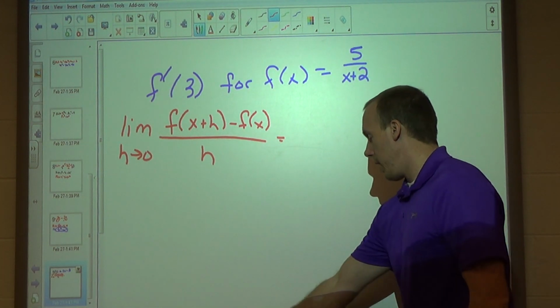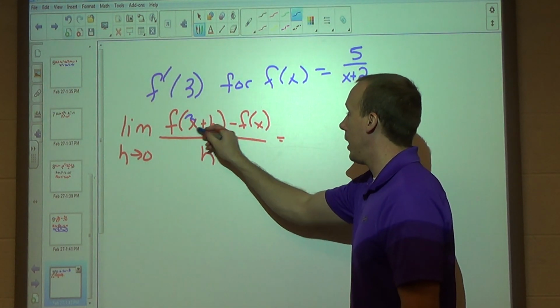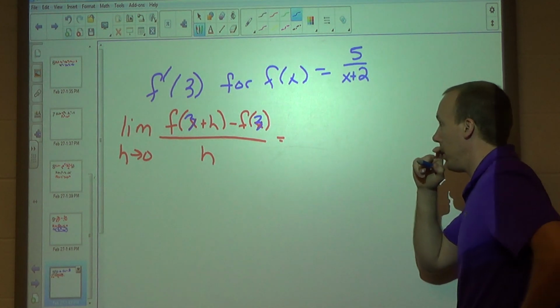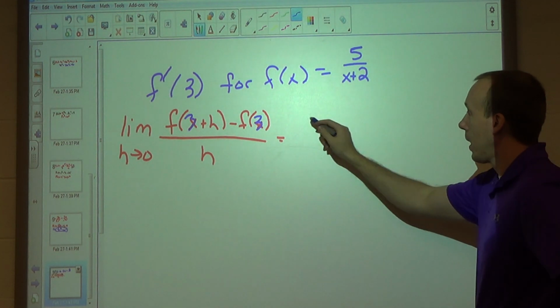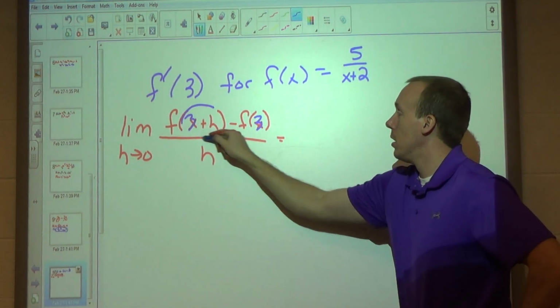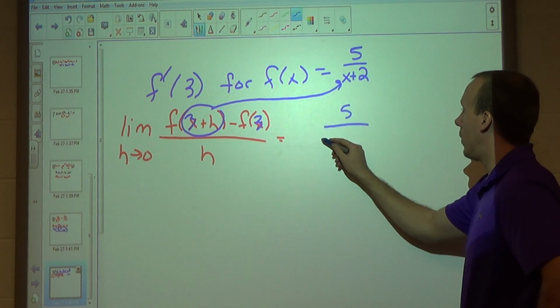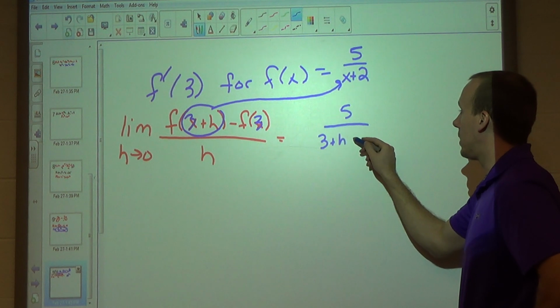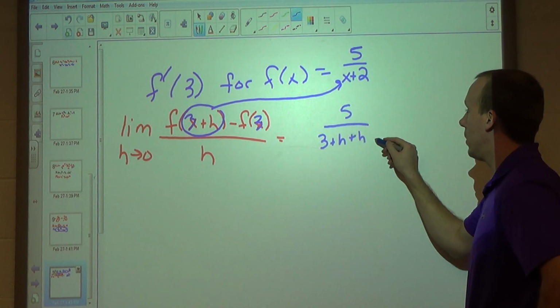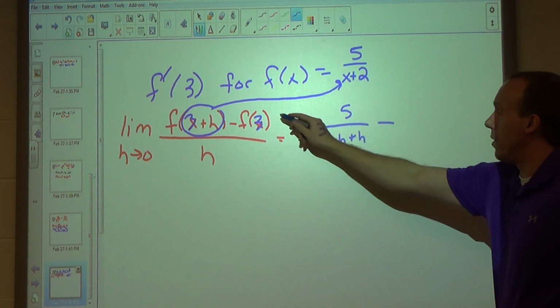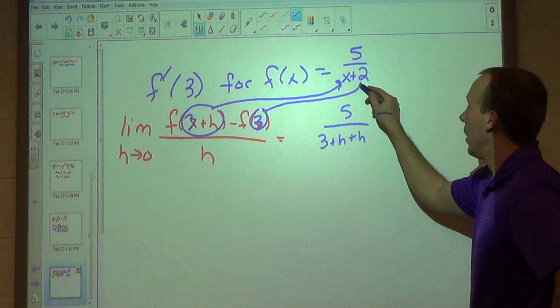Okay, so I'm gonna put a 3 in this formula here and a 3 here. And then I'm gonna get 3 plus h plugging in here. Okay, so we got 5 over 3 plus h plus 2 minus, and then I'm gonna do the same thing here. Plus 2, not plus h.